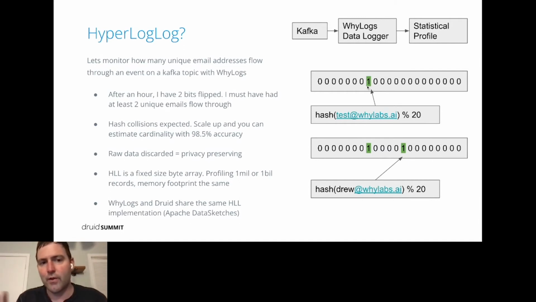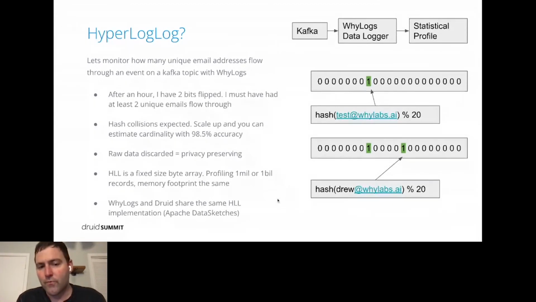Now, after we've gone through this exercise, I can see I have 2 bits flipped, and I can infer that I have had at least 2 unique email addresses flow through. Now, we're going to get hash collisions, and that's expected, and the raw data here is discarded, so it's very privacy preserving. I can have multiple email addresses hashing and modding to the same single bit. And also, Hyperlog is a fixed size byte array, so it doesn't matter whether we're going over 1,000,000 rows or 1,000,000,000 rows, it's a fixed memory footprint, which makes profiling data very predictable in the amount of overhead required.